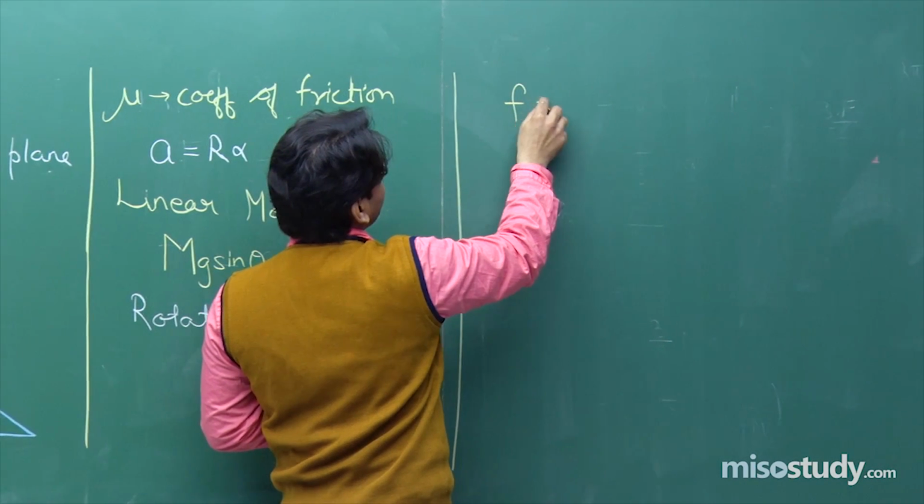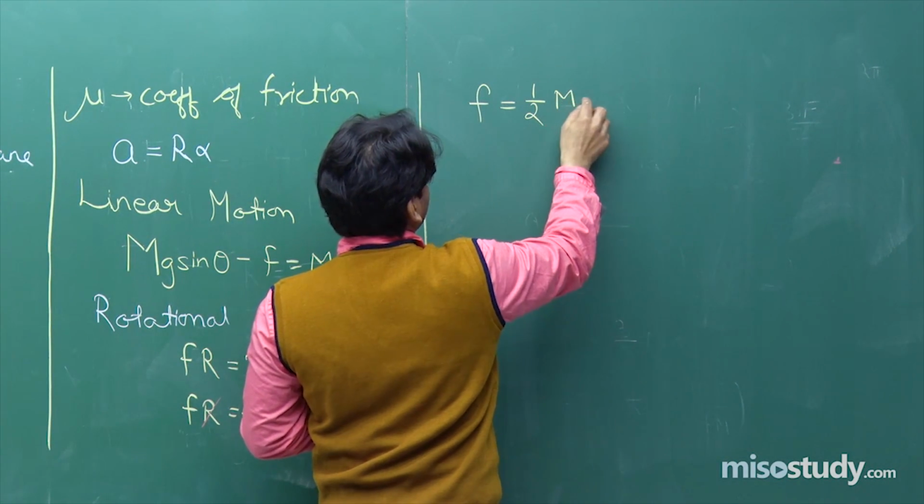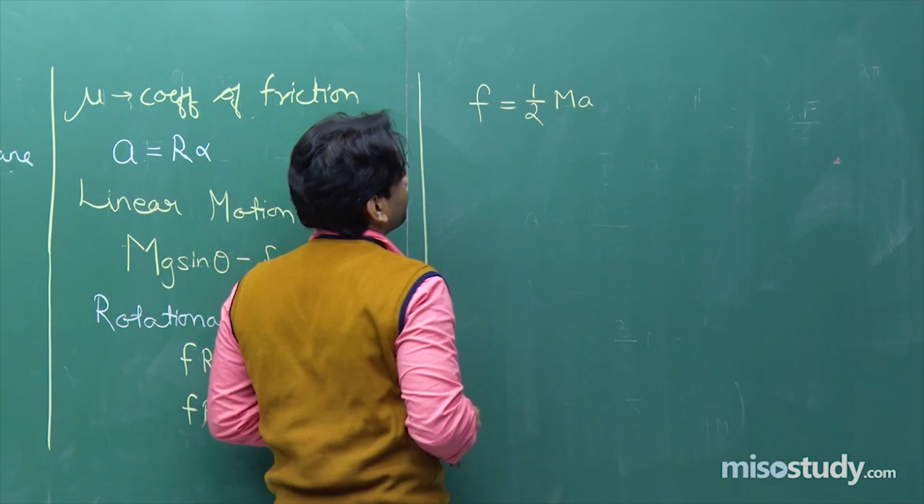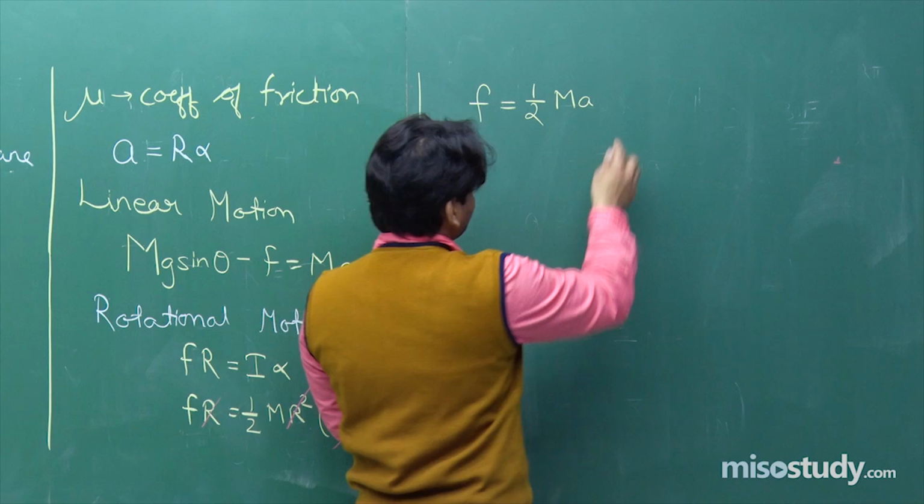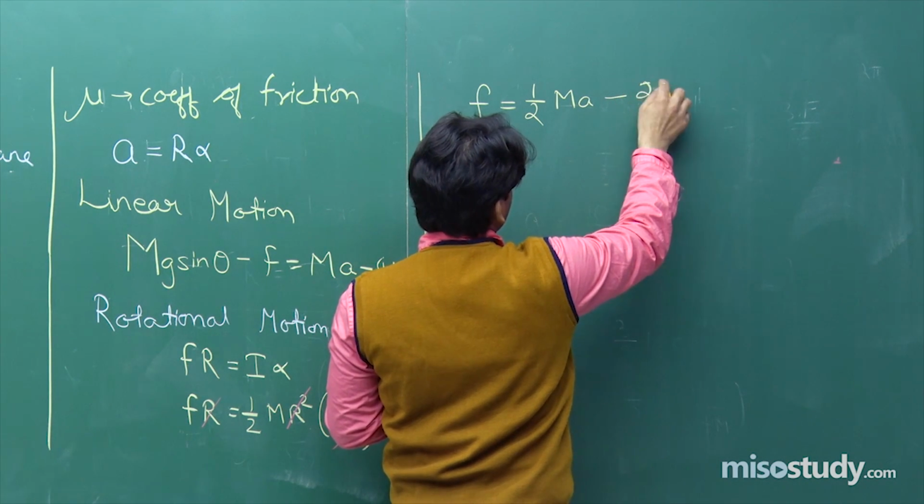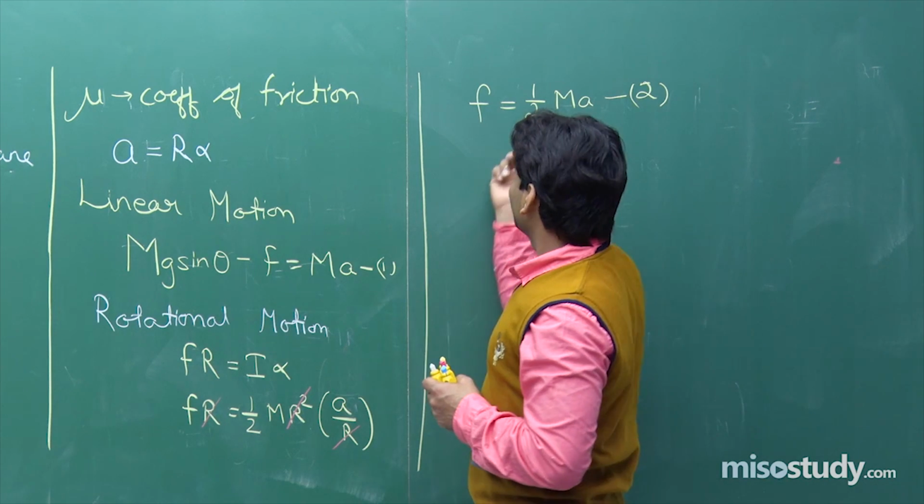Small f is equal to half capital Ma. This is what we have obtained. Small f is equal to half into capital Ma. Let's mark this as equation number 2. Equation number 1 is here. Equation number 2 is here.